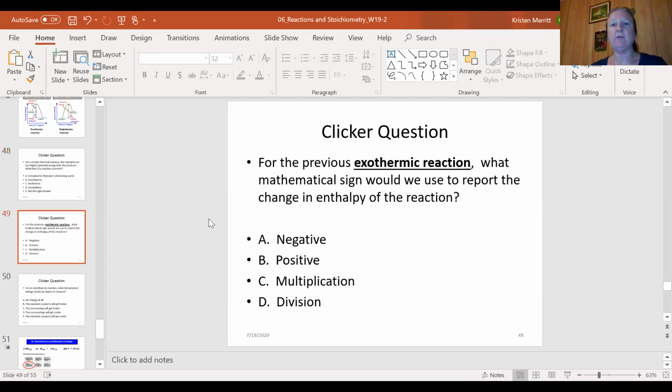And so for the previous exothermic reaction, what mathematical sign would we use to report the change? Change is delta. Change in enthalpy is delta H. And as we just said, that's negative because it's the H of the product minus the H of the reactant.